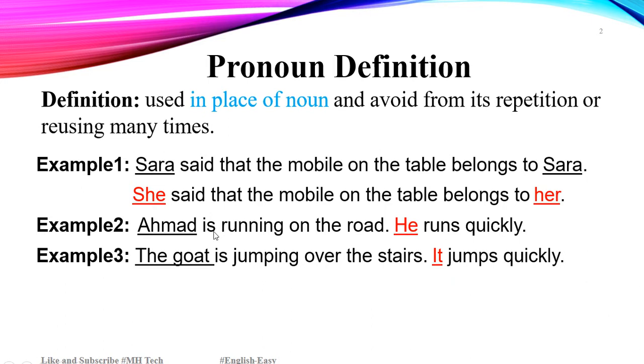So go to example 3. We have an animal here. The goat is jumping over the stairs. It jumps quickly. So here we have a noun here, the goat, and we use its pronoun it instead of the noun here. It jumps quickly. So here it is a pronoun in these sentences.